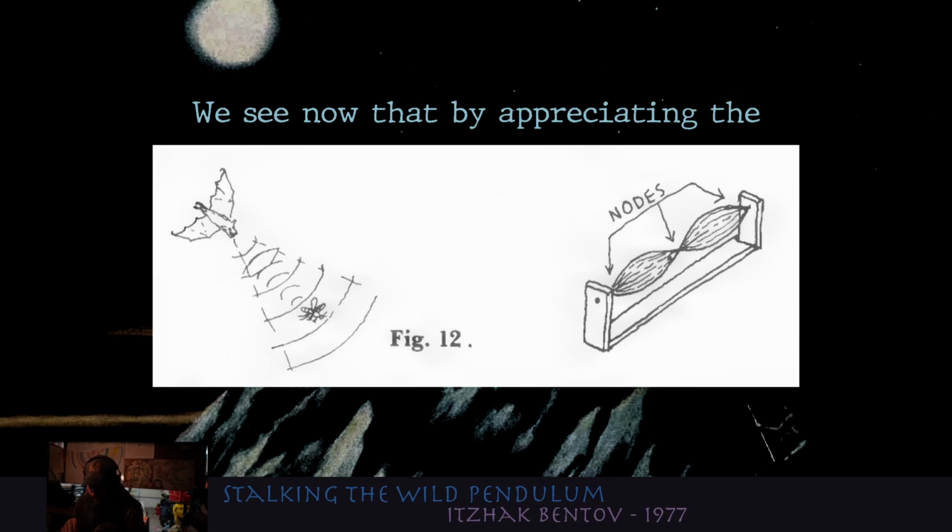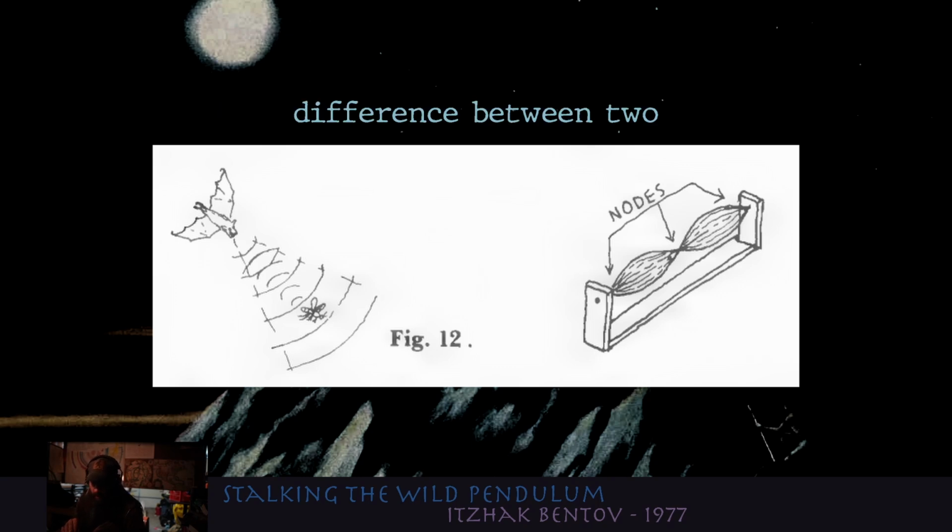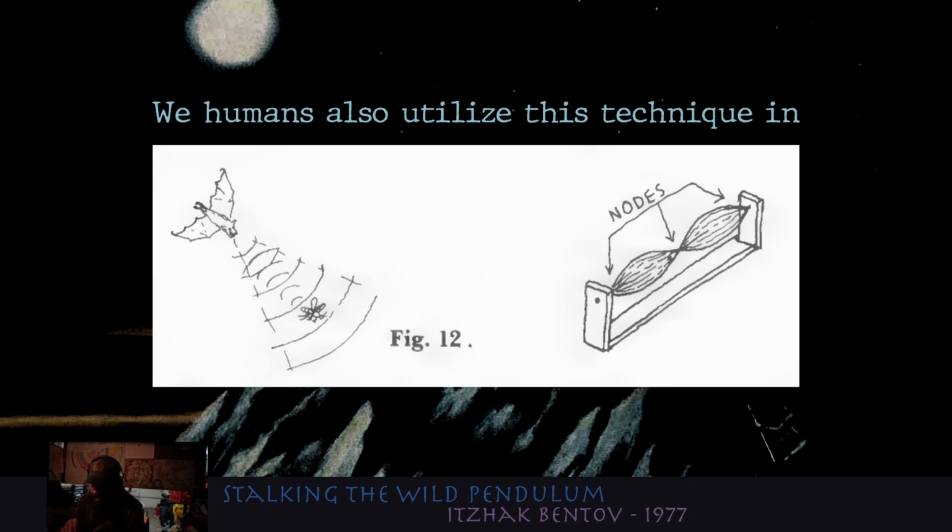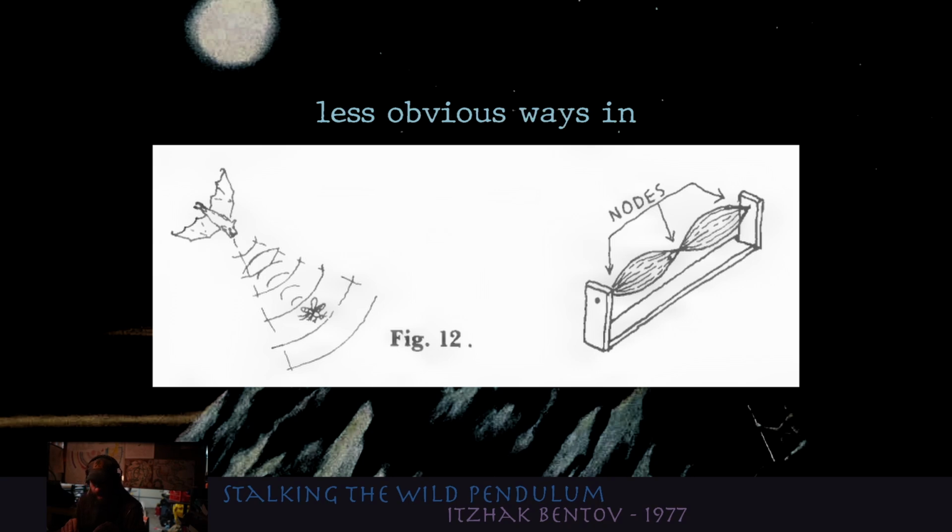We see now that by appreciating the difference between two sounds or vibrations, one can get along quite well in life. There are many creatures that make a living by appreciating differences in sound. Porpoises, whales, and many others. We humans also utilize this technique in less obvious ways in color vision, hearing, etc.